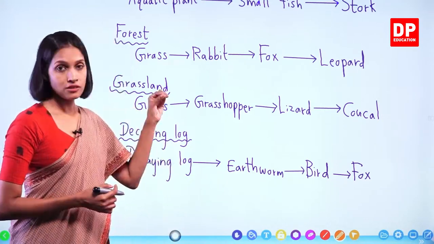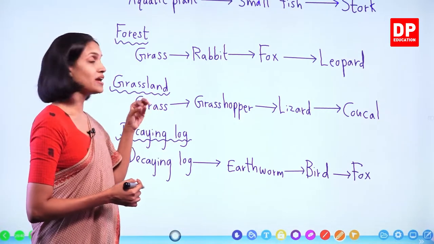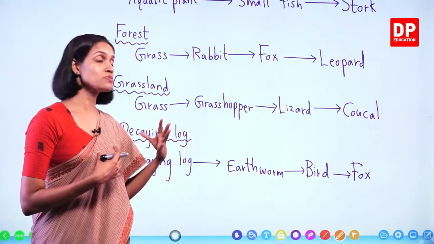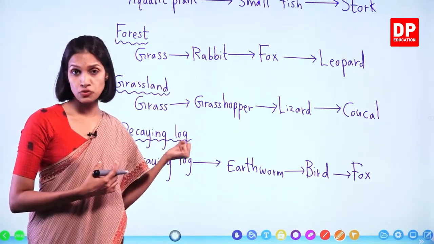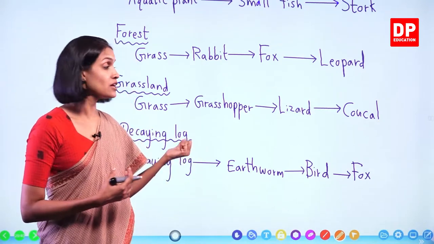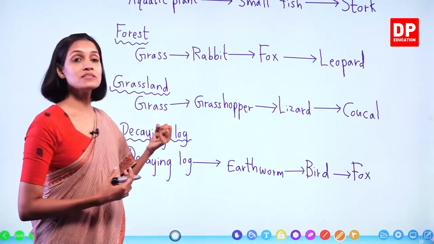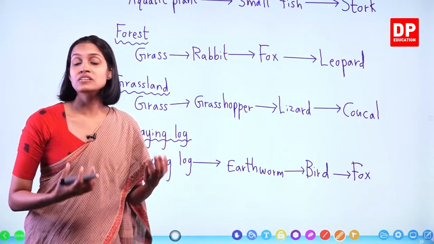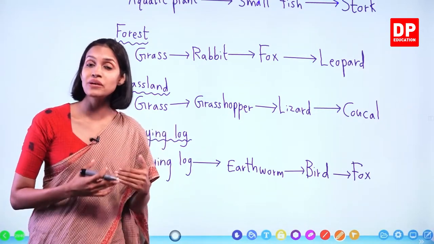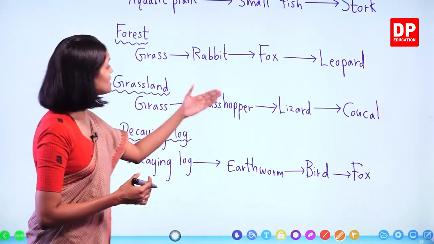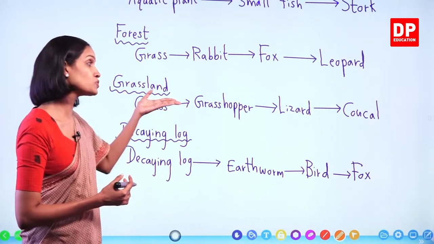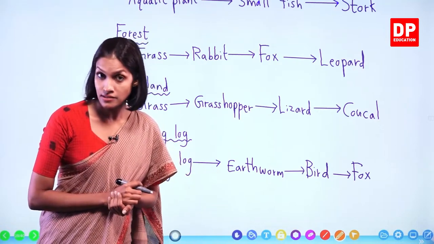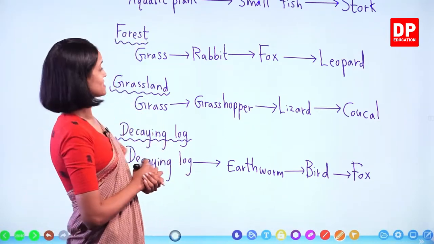Okay, children? So, at the same time, we all know that the solar energy used by the producers, or the primary producers to produce food, that is known as photosynthesis. And in the plants, this energy present inside the food is stored as chemical energy. When each animal consumes the plants, that chemical energy goes through the food chain. Right, children? We'll move on to the next.